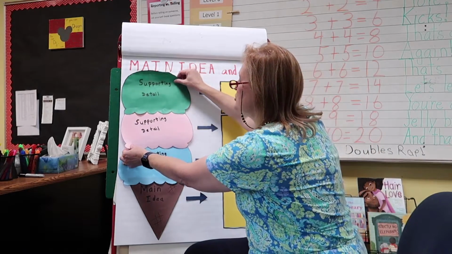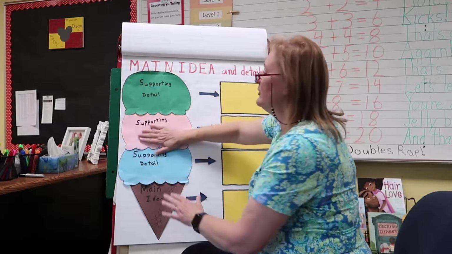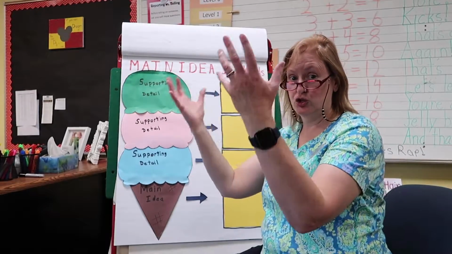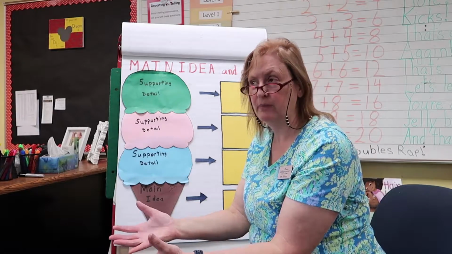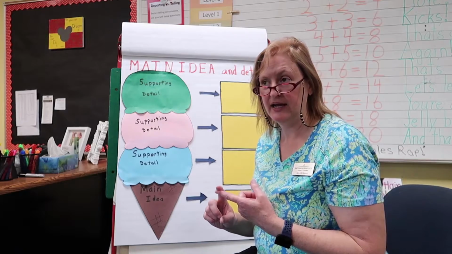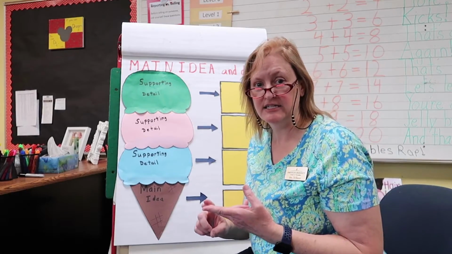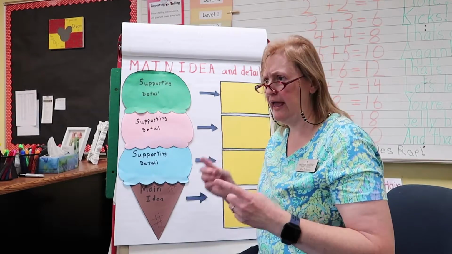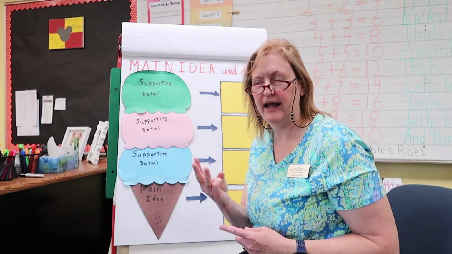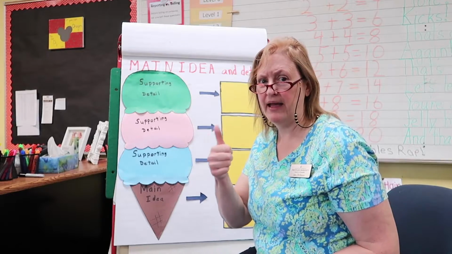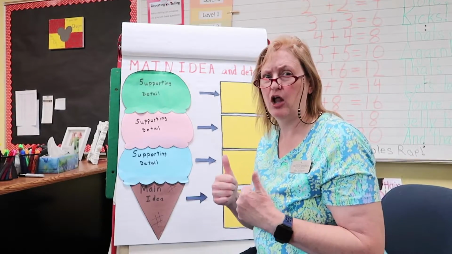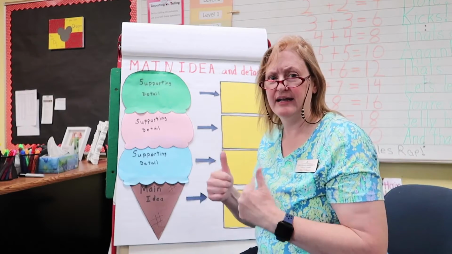And when you're reading a story, you have your main idea, which is what your story is all about, and you have one detail that helps you to know that's your main idea. And if you can find a second detail, that helps you know, yeah, that's what my main idea is. And if you can find 3 supporting details, you know, that's my main idea, and those are my details.